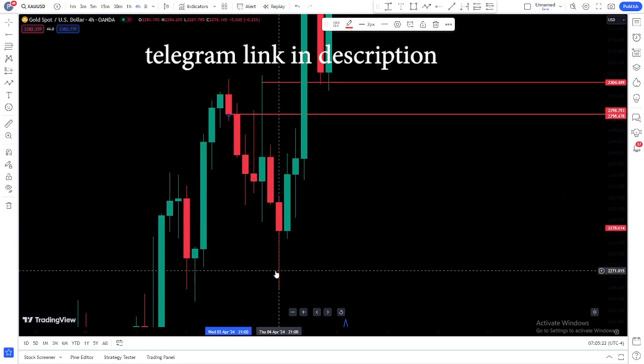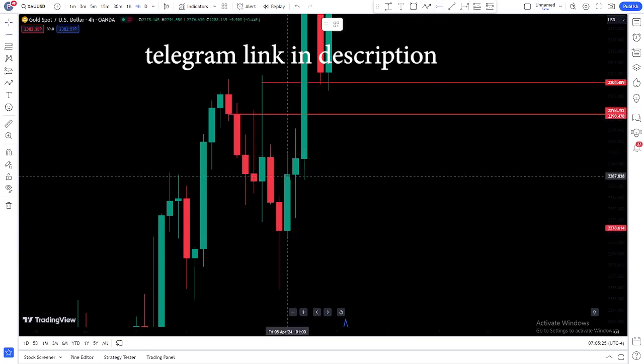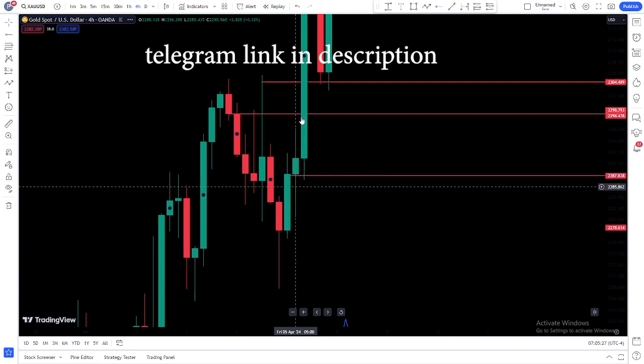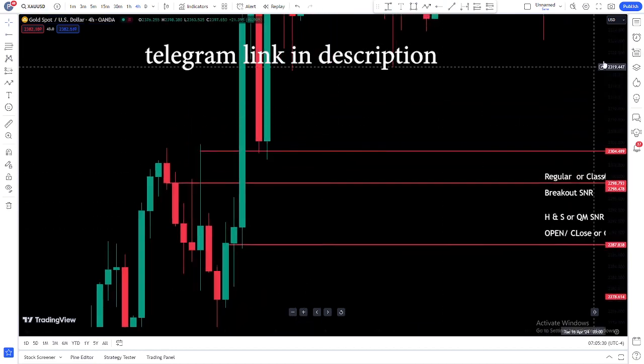Same as here. Look at this one. Nice movement. It comes back here and eventually goes to the upper side. So this is the very basics of SNR, all four types of SNR.